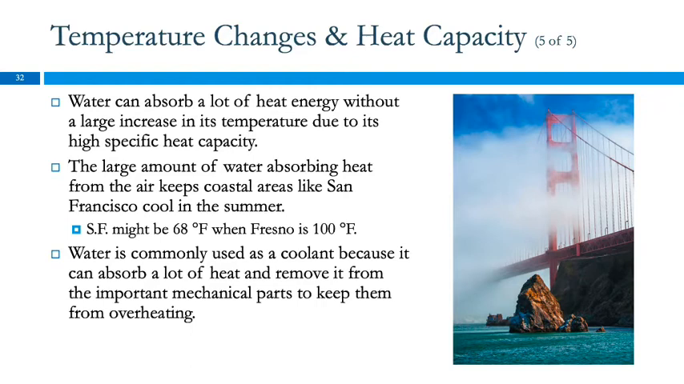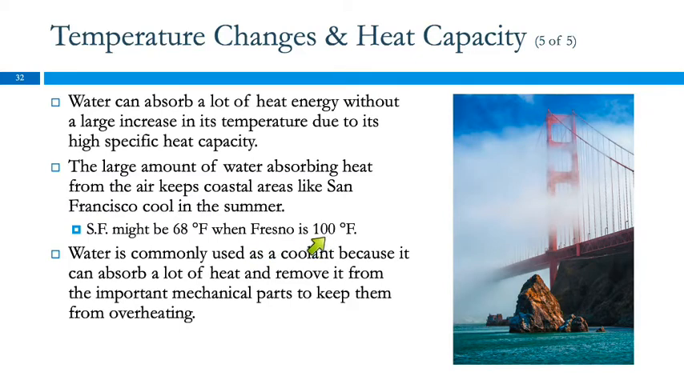There's a large amount of water on our planet, right? And the water acts as sort of a buffer to help maintain the temperature and keep it from changing too much. And so we'll see differences in temperature between areas where there's a lot of water and areas where there's little water. So if we look at San Francisco, in the summer, San Francisco might be 68 degrees Fahrenheit, where in Fresno it might be 100 degrees Fahrenheit.